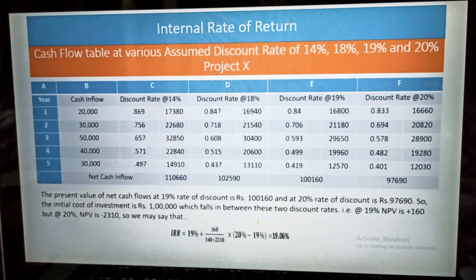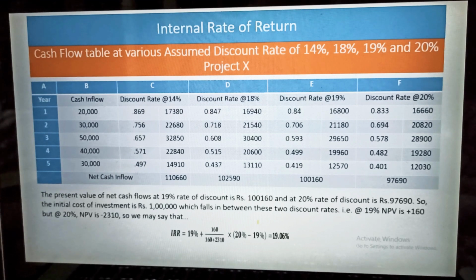You reject the proposal if the internal rate of return is lower than the cost of capital or cut-off rate. In case of alternative proposals, select the proposal with the higher rate of return as long as the rates are higher than the cost of capital or cut-off rate. You can determine the internal rate of return in two cases: when the annual net cash inflows are equal over the life of the asset, and when the annual net cash inflows are unequal.